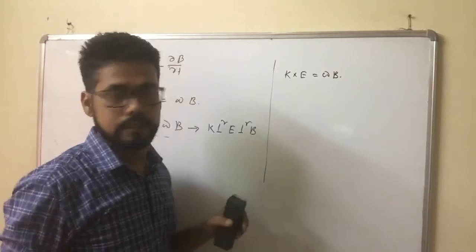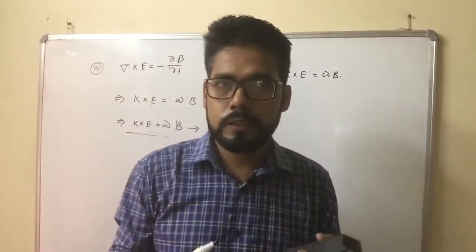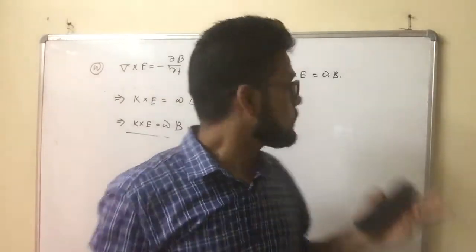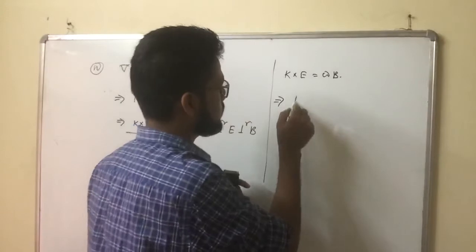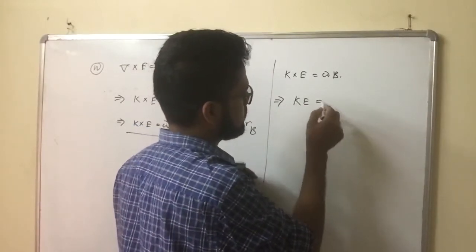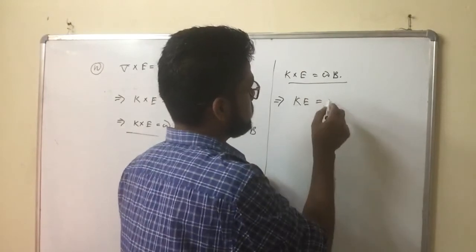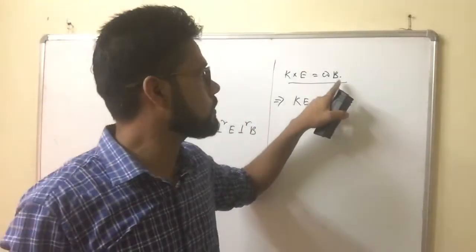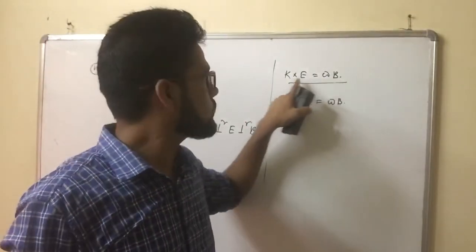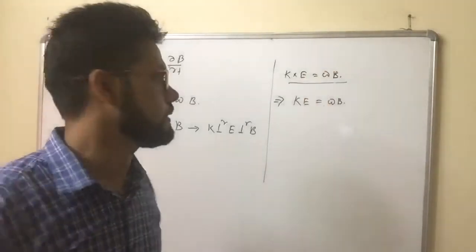I have already told you that K is perpendicular to E as well as perpendicular to B. So A cross B equal to how much? AB sin theta, and theta is 90, so I can put it directly in magnitude form. Now it is vector form, and now I put magnitude form: omega B. But remember, if you want to find the magnetic field direction, you find the cross product of K direction unit vector and E direction unit vector.